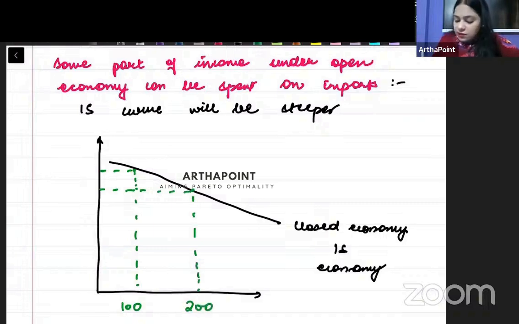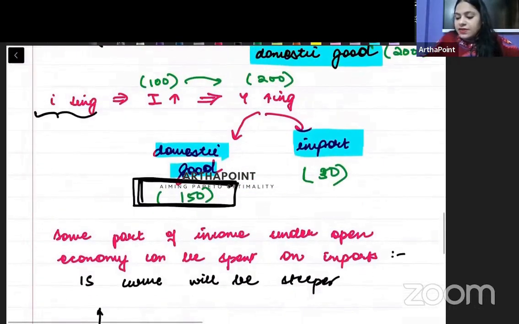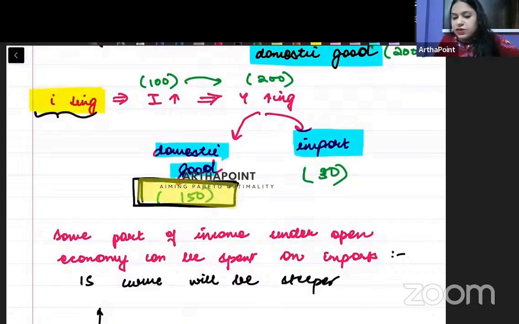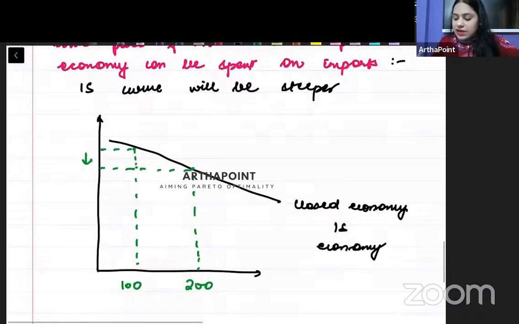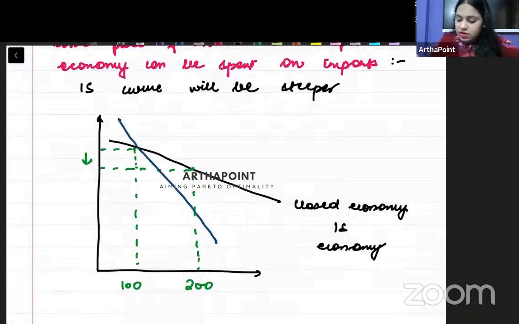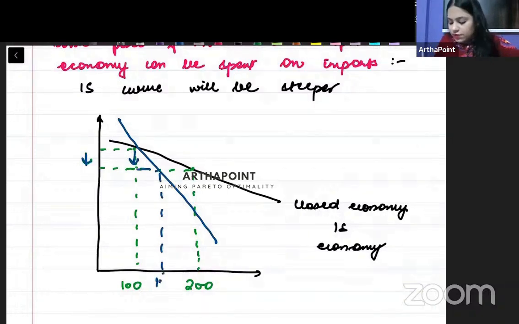Now what happens, bache? When the interest rate will decrease, open economy में क्या हो गया? That when the interest rate will decrease, I will be spending only 150 on the domestic goods. I will be spending lesser on the domestic goods. So when interest rate decreases by this amount, I will go only from 100 to 150. मैं सिर्फ इतने तक बढ़ी. I go only from point A to point B. And earlier I was going from point A to point C.